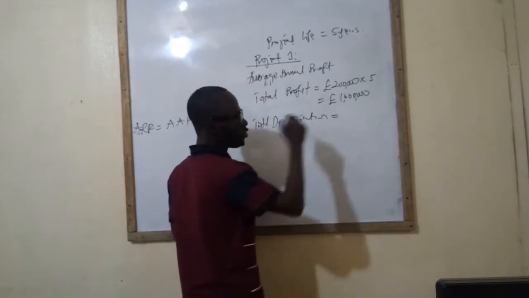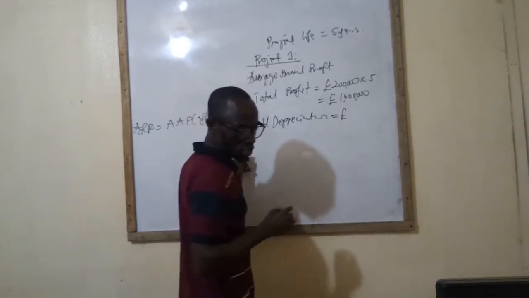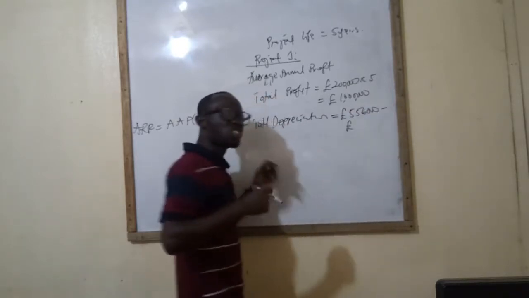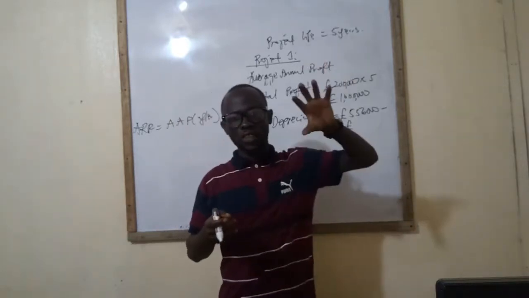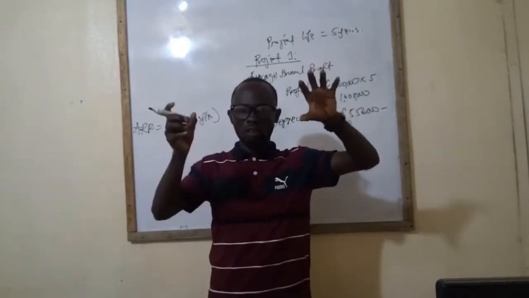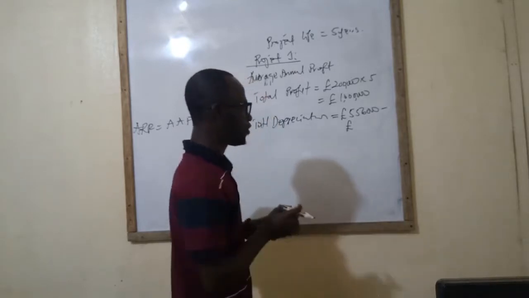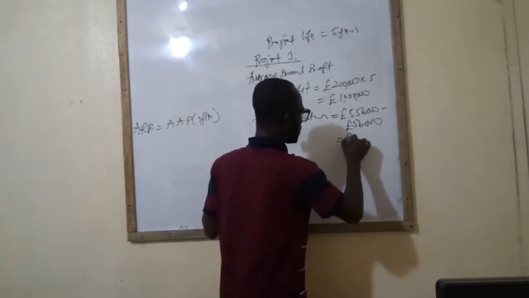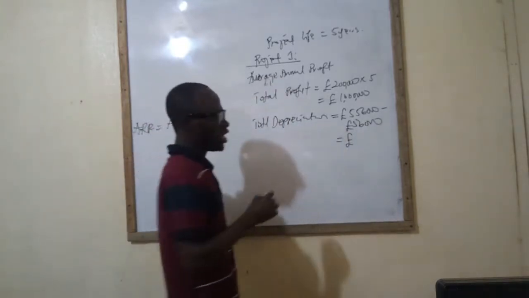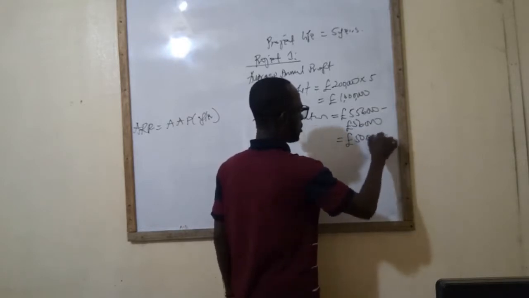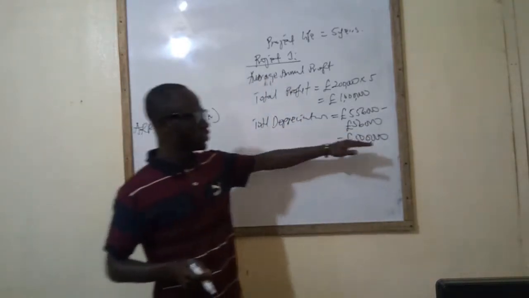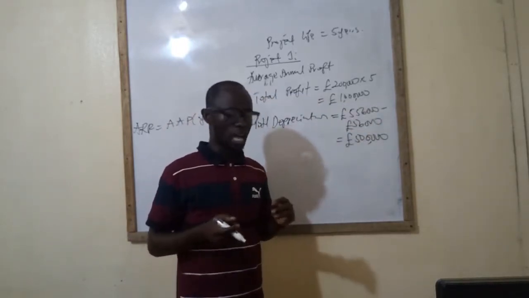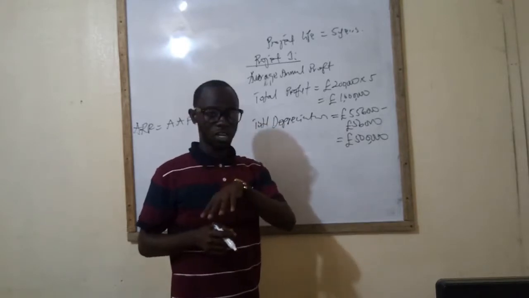Our total depreciation is going to be the cost of the assets, which we are told in the question is £556,000, minus the scrap value of the asset. So cost minus scrap value will give us the total depreciation over the 5 years. The scrap value we are told is £56,000. It means the total depreciation on those assets is going to be £500,000. So we have our total depreciation as £500,000 and our total profit as £1 million, and then we need to find the total profit after depreciation.